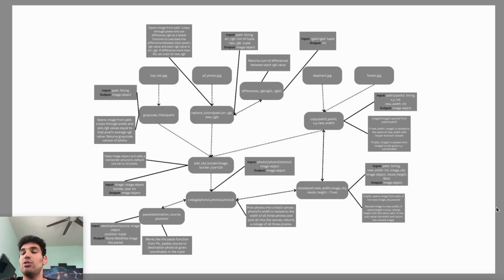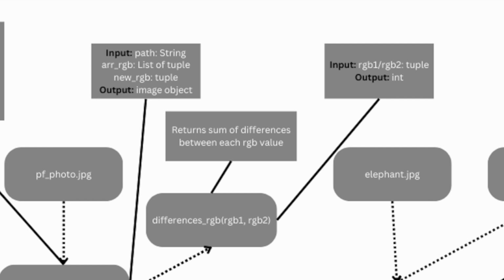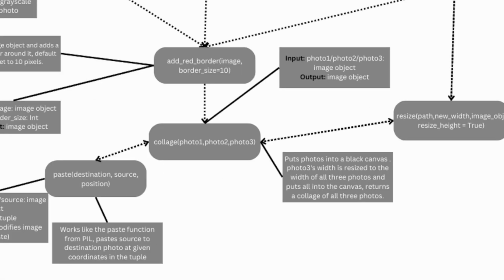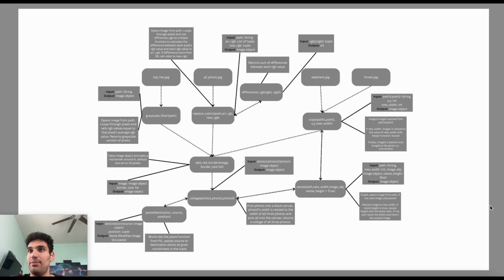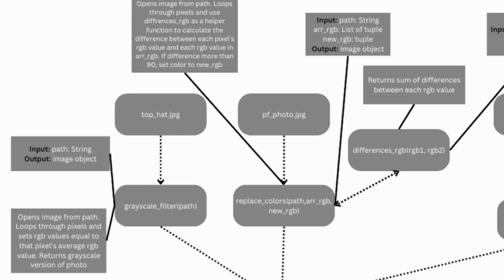I have a total of 8 functions and 3 of them are helper functions. I wrote the 3 helper functions, differences RGB, resize and paste, in order to reduce complexity in the main functions and make it easier to reuse the same logic whenever needed. I made the grayscale filter and the replace colors functions because they can be used to put filters on photos. So it made sense to make individual functions that can be called whenever needed in order to quickly and easily put a filter on photos.